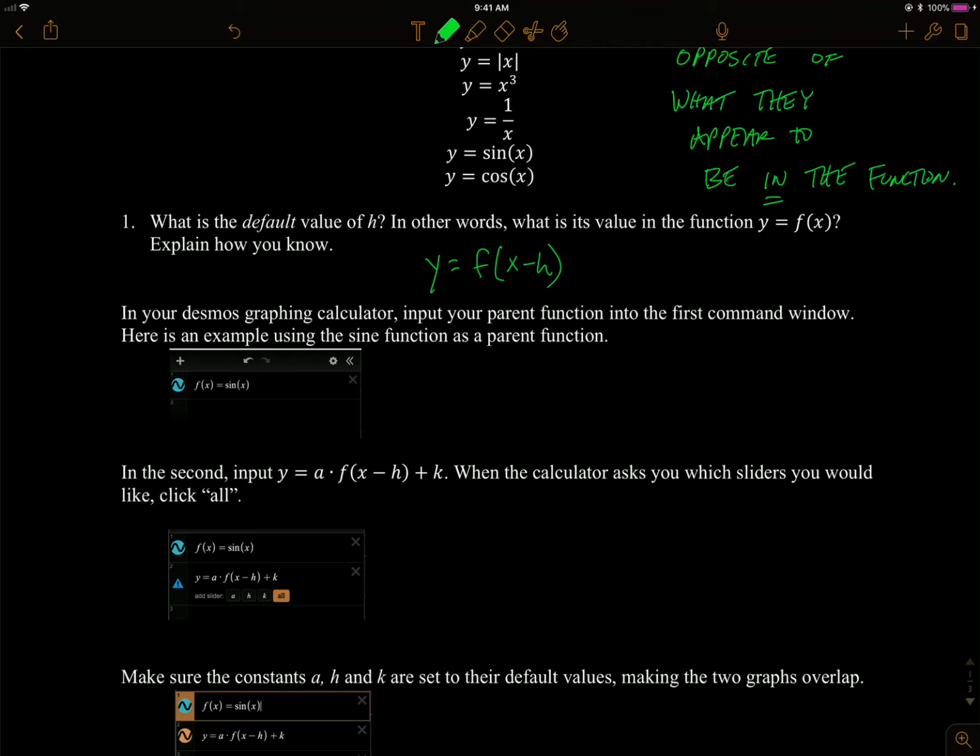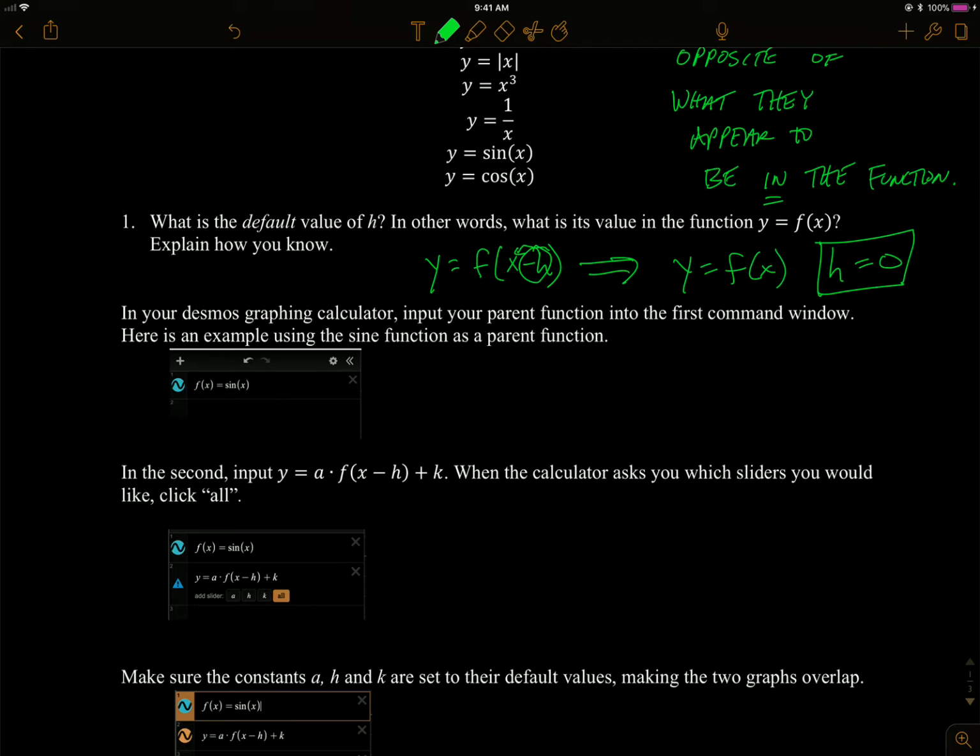What would h have to be so that this would really just still be y equals f of x? That would be our default value. Well, if we're subtracting h from x, how do I end up with just x? If h is 0, that's our default value. If we subtract 0, nothing changes. We don't shift it, right? We would shift it left or right 0 units.